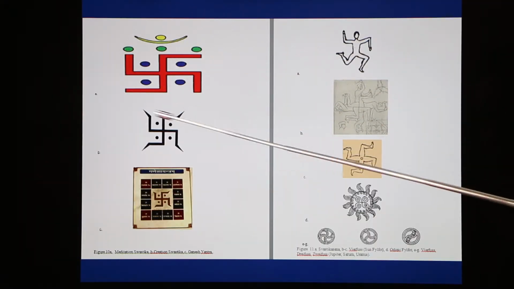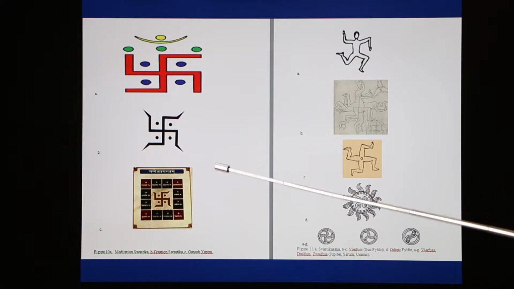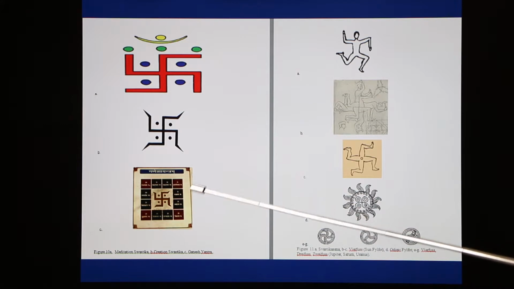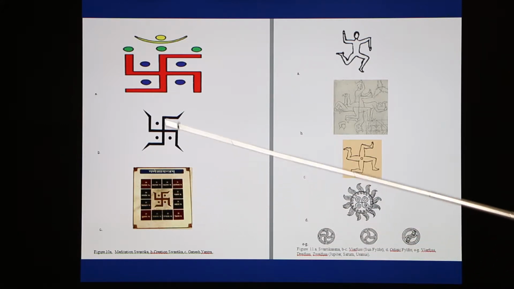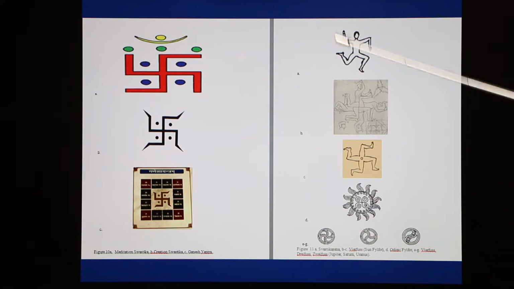So here's a meditation swastika. Here is a creation swastika. Here is a Ganesh yantra with that creation swastika in the center. So four directions and four dots and so on. And it links up with a swastika asana. So now it's the human being that is the swastika.